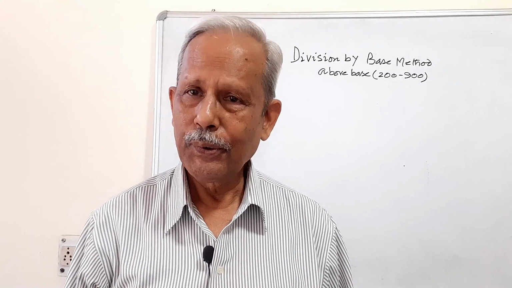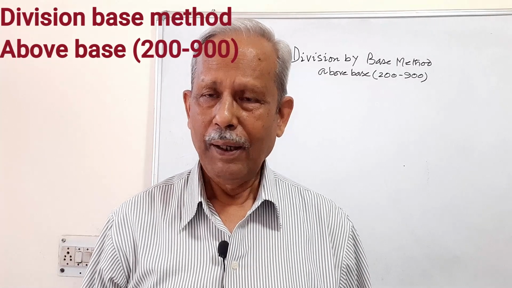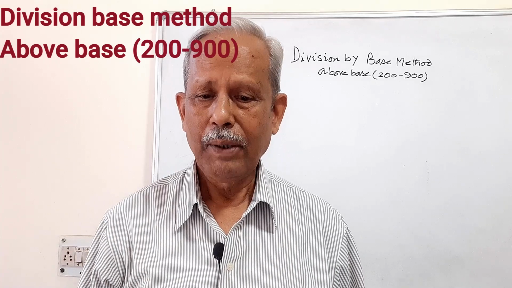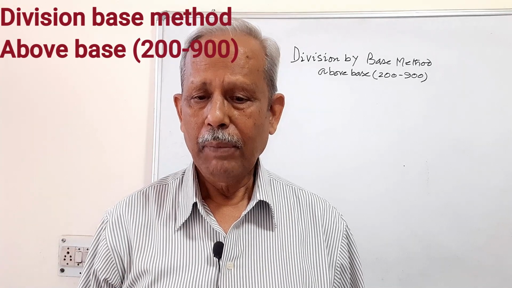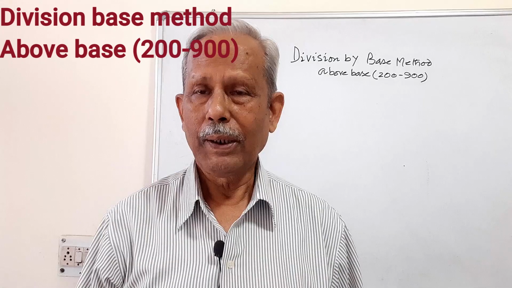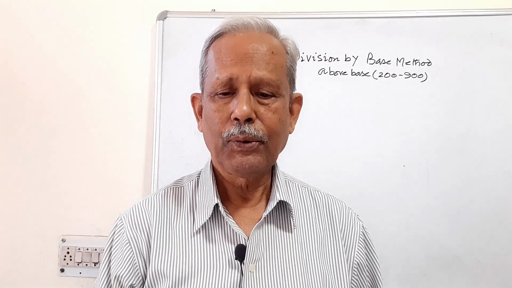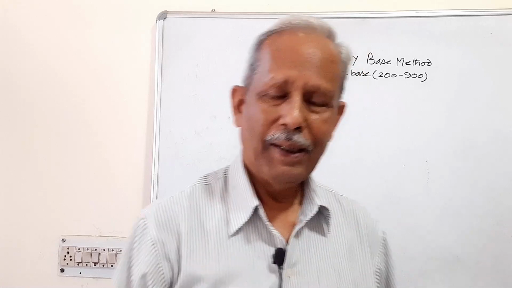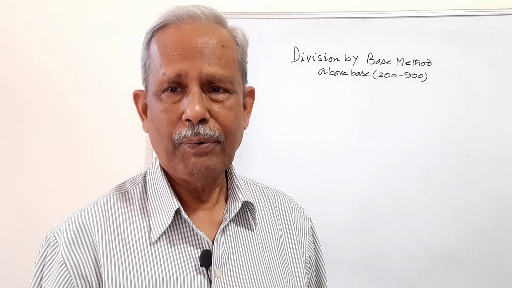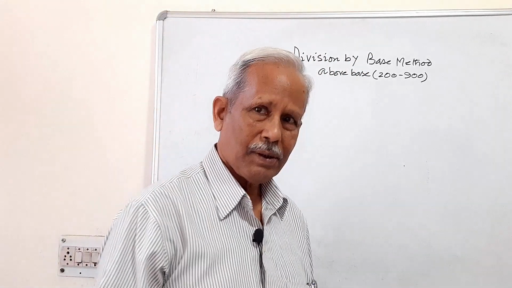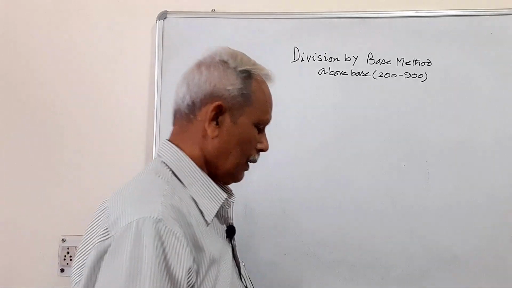So what we are going to do today? We are going to do the same thing, division by base method, but this time it is above base also, but this time the base is 200 to 900. Instead of 20 to 90, the base is 200 to 900. So let us see, this is somewhat little different from 20 to 90, but similar definitely. So let us try to do this problem.